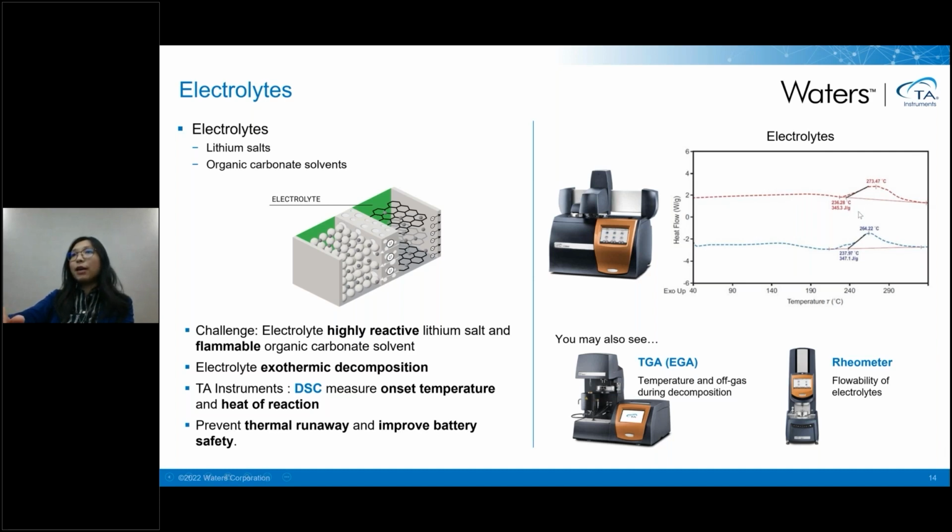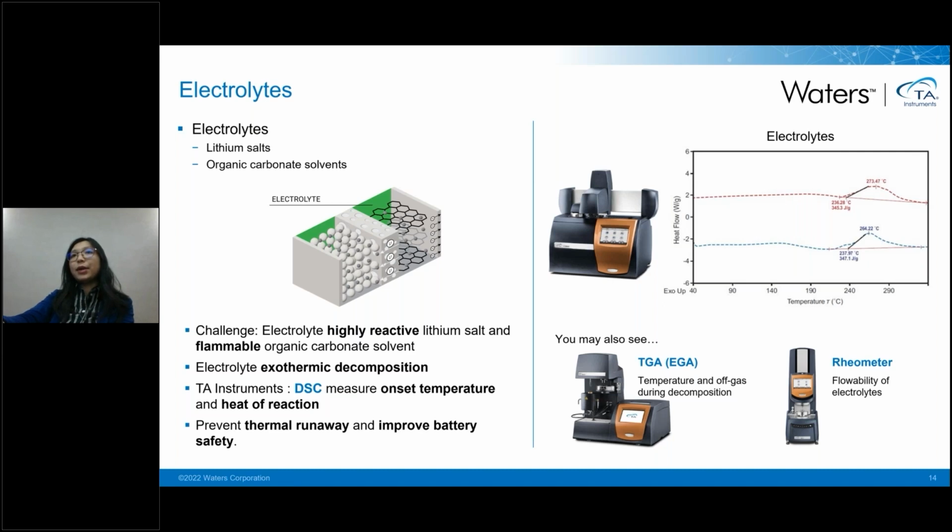And the heat of reaction generally is 345 joule per gram. That is important for understanding the onset temperature to prevent thermal runaway, and the heat of reaction also allows you to design a battery thermal management system to prevent the battery cell from propagating to other cells as well.